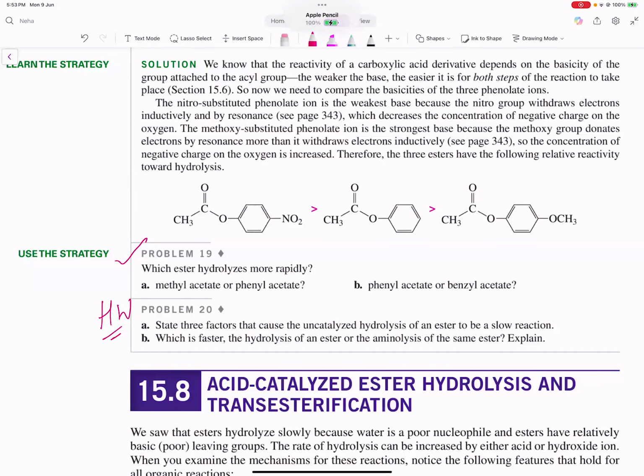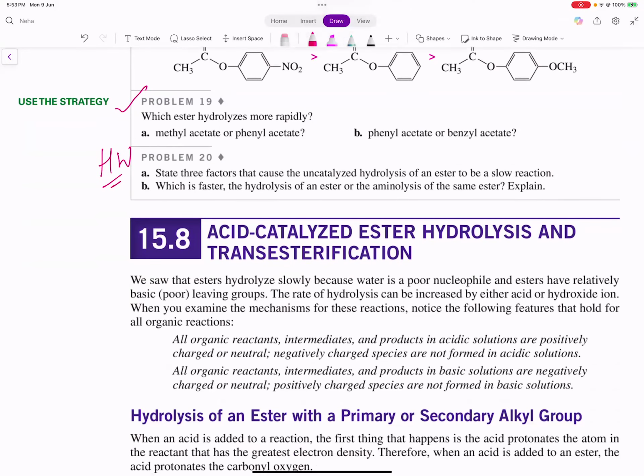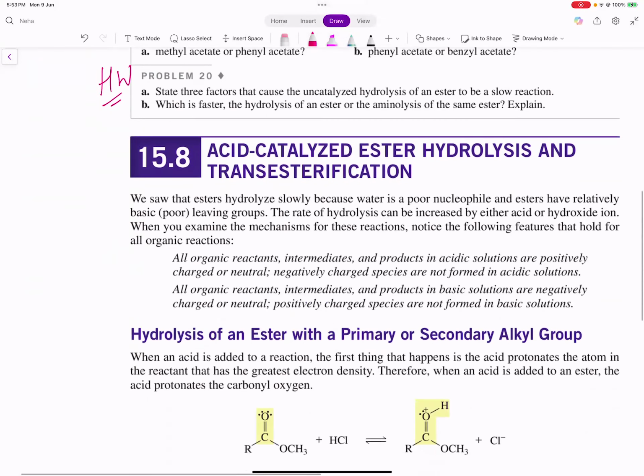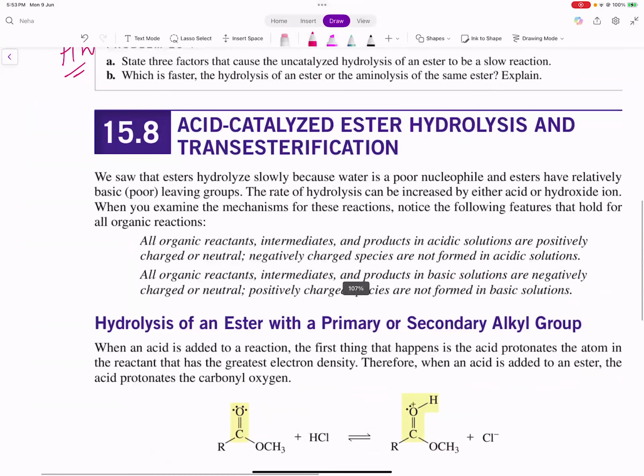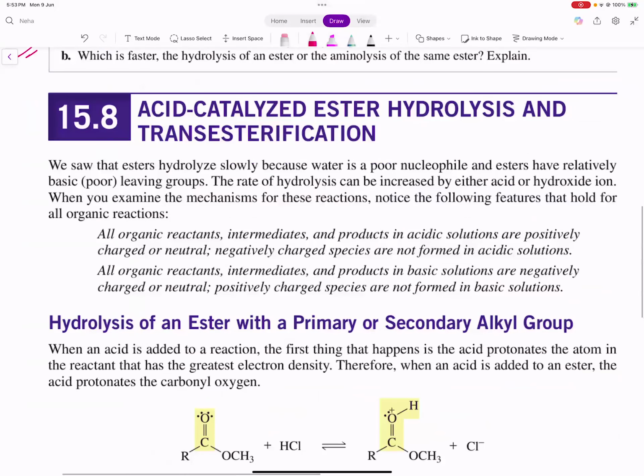Now, acid catalyzed ester hydrolysis and transesterification. We just talked about this, right? So here we have done the mechanism for the case when everything was neutral. Now this is very important. Whenever we have acidic solutions, all organic reactants, intermediates, and products in acidic solutions will be positively charged or at best neutral. Negatively charged species are not formed in acidic solutions. Got it? Yeah, got it.